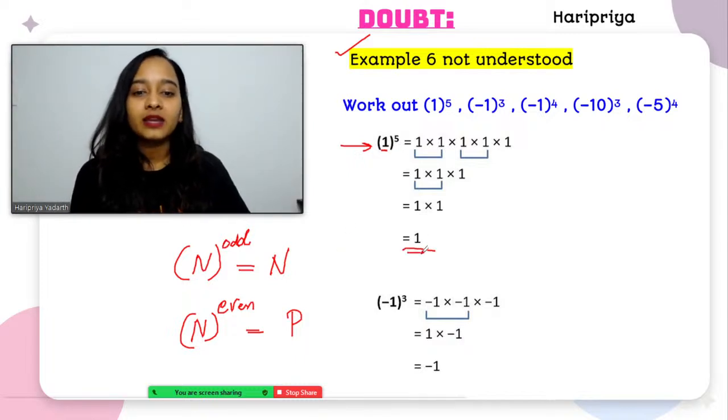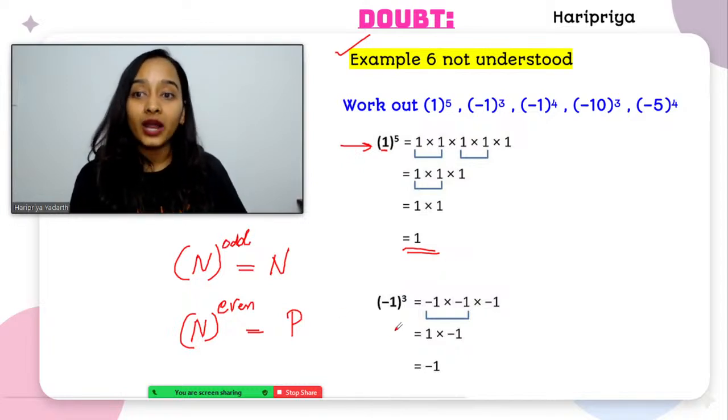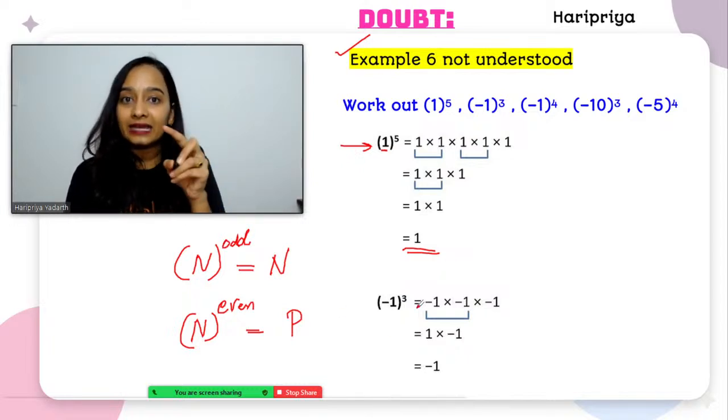So, what would that be? 1 into 1, 1; 1 into 1, 1; and the 1 as it is; 1 into 1, 1, and the 1 as it is. So, there you go. The answer is 1. Now, minus 1 to the power 3.